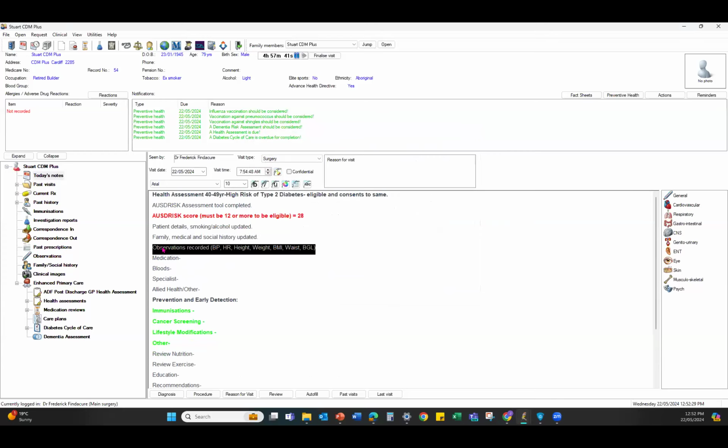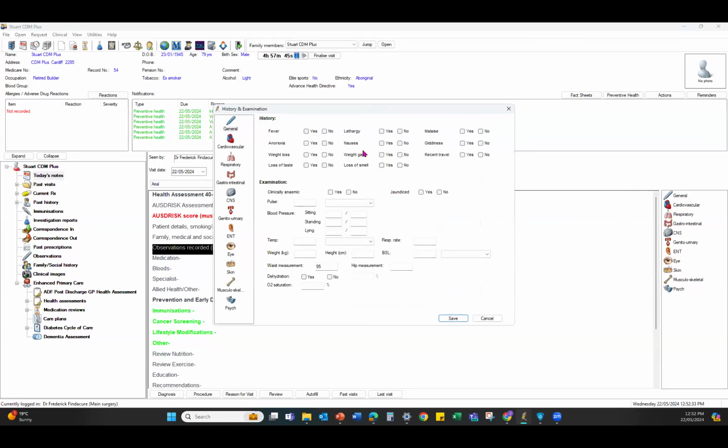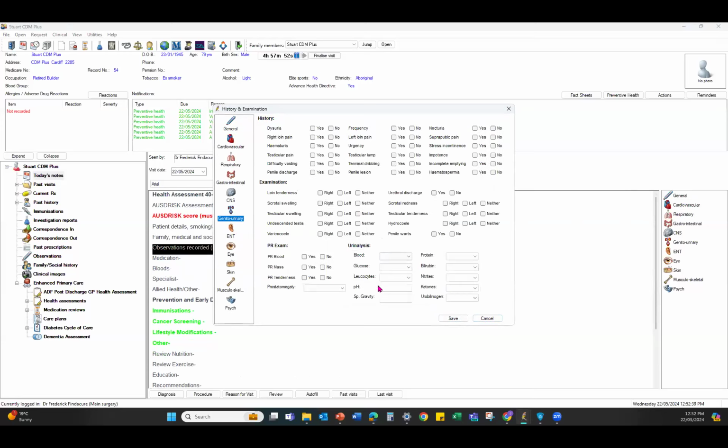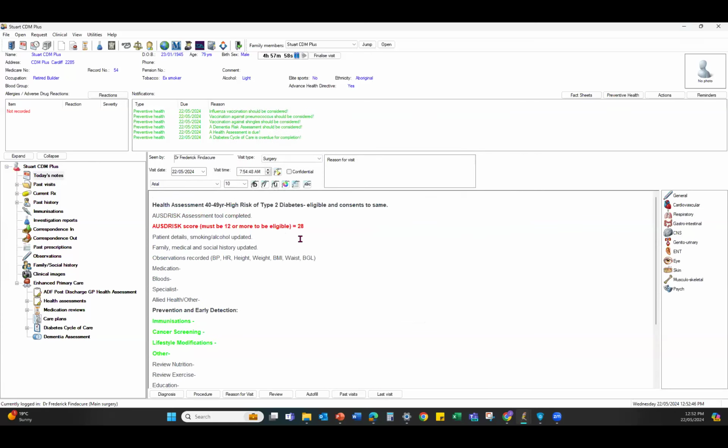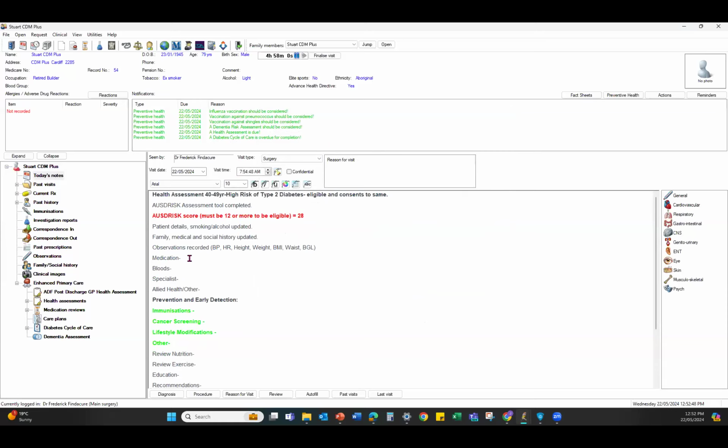You can see I've got the little prompt there for the observations. So I will just record those all in one. It's actually really easy. It's under general. If you're doing a urinalysis, you can add that in as well. And your visual acuity, we can add in. So it's really easy to just record what we need to in the right spot. And then I've got my prompts to record anything else that I might need.